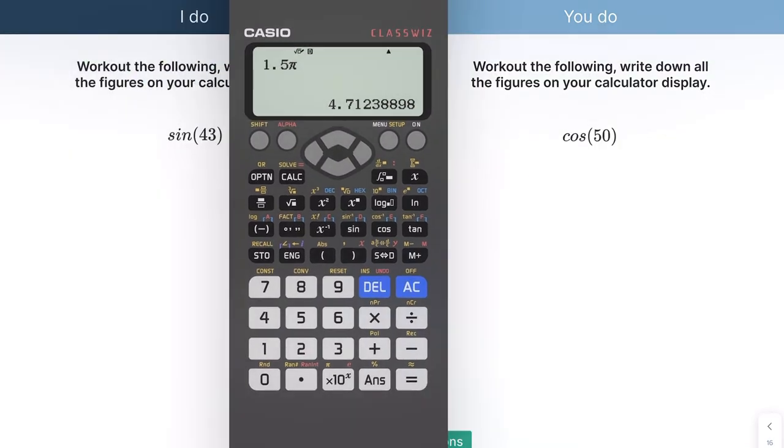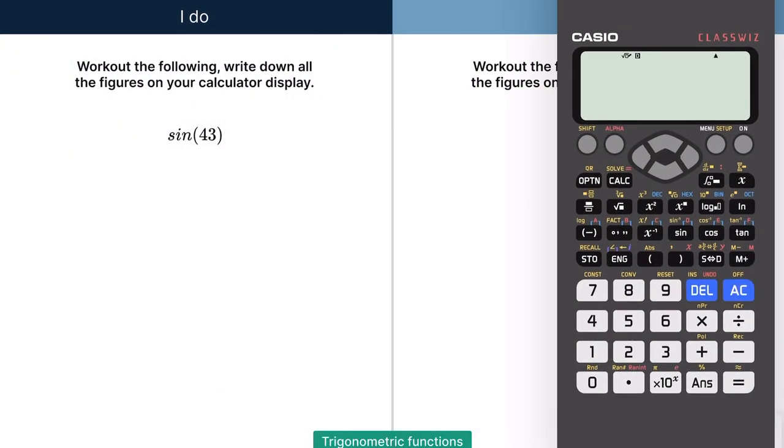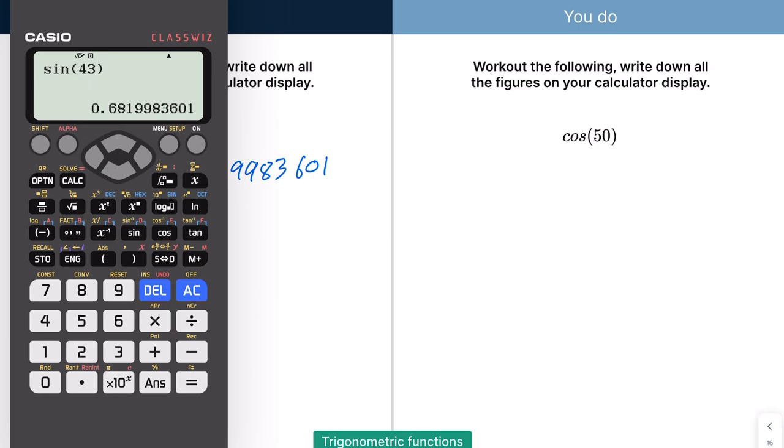So we are now looking at trigonometric functions. So we have sine 43. So I'm going to press the sine button. I'm going to type in 43, and you can close the bracket as well. And that gives us an answer of 0.6819983601. And again, hopefully you've pressed pause and had a go at this.